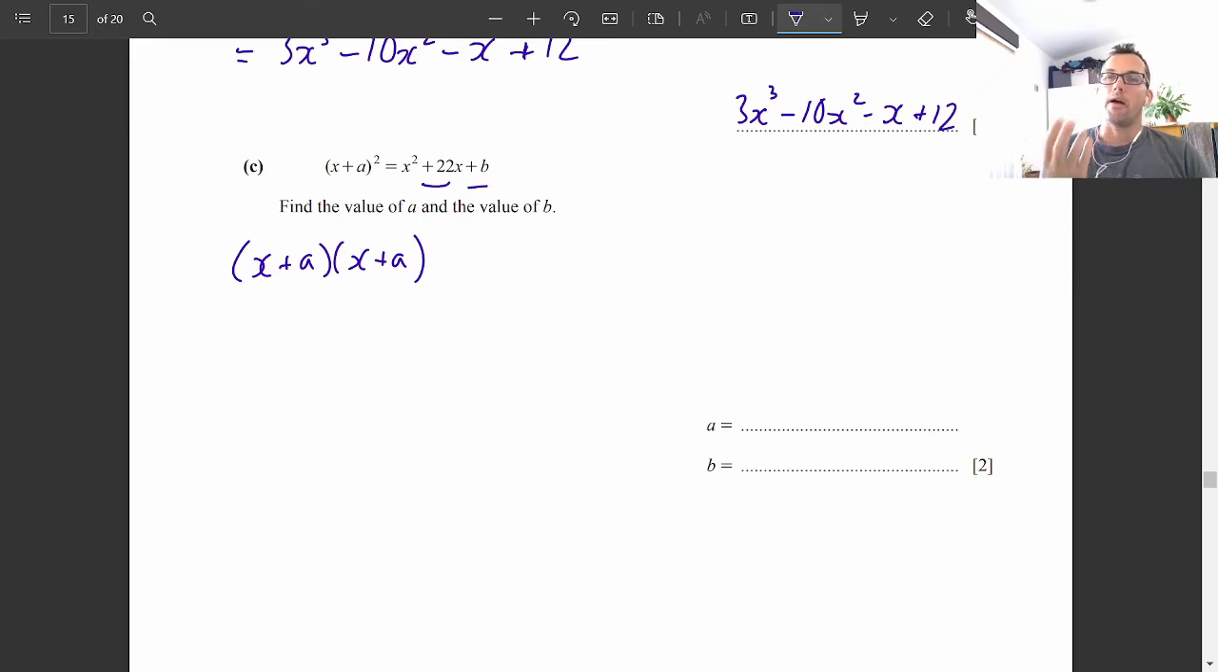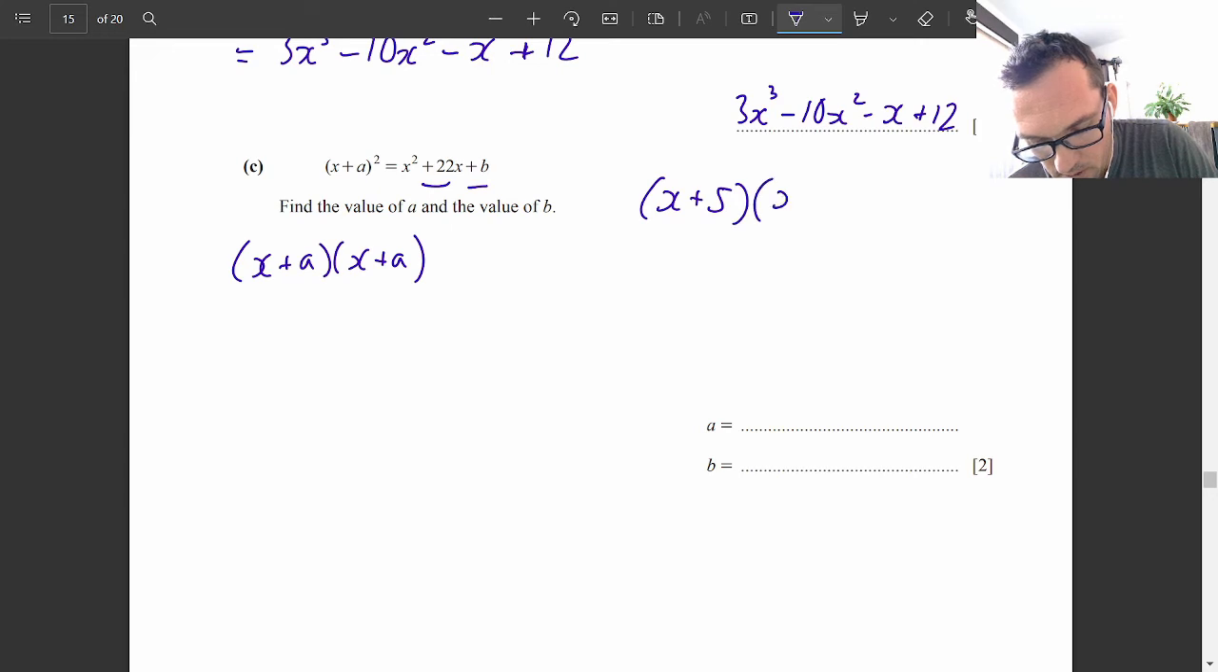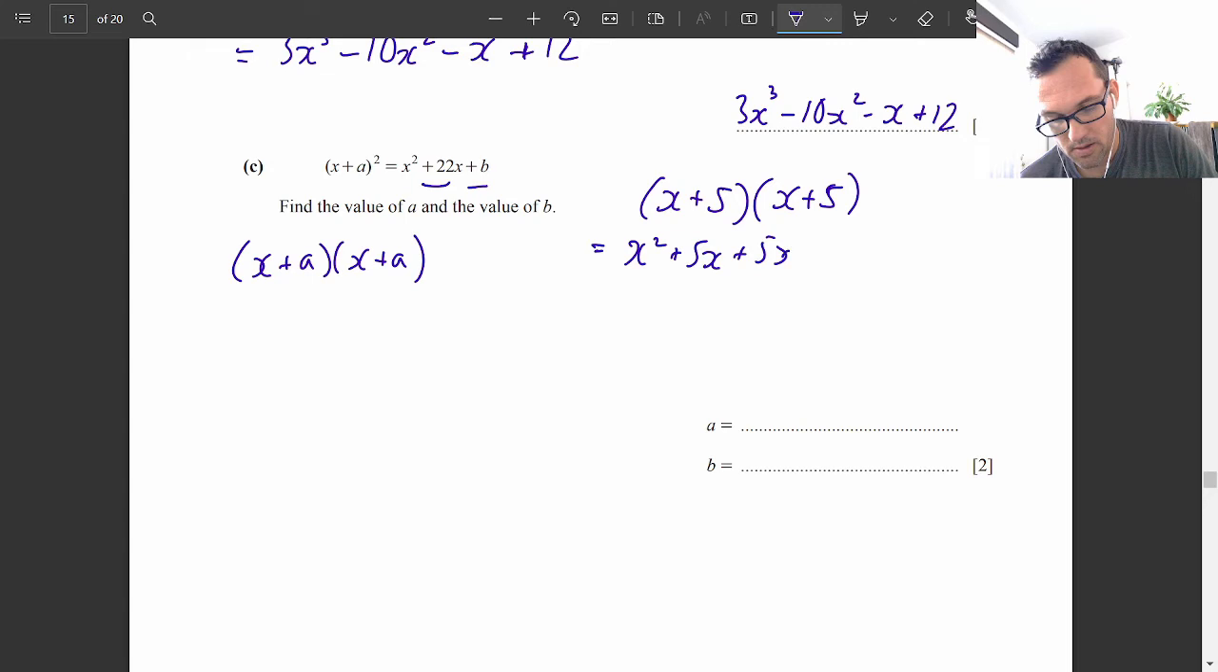Let's have a straightforward, easy example. Let's make a guess. Let's say a is 5. So we got x plus 5 and x plus 5. All right, this is just a guess. If we were to expand this bracket, we'll get x squared plus 5x plus 5x plus 25. Okay, those two middle terms add up to give us, in this case, 10x. And they multiply together gives 25.